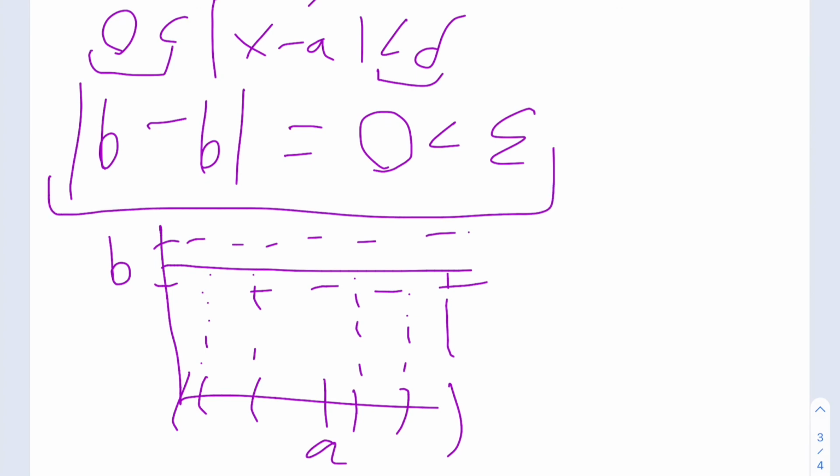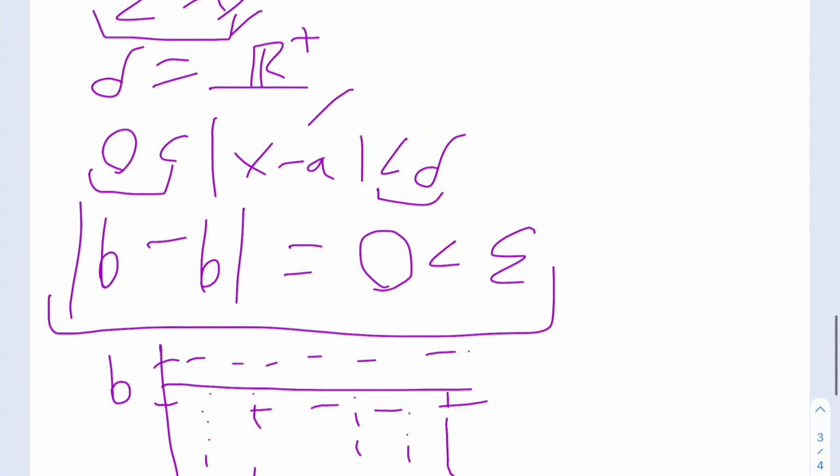But again, this is a very special case. Delta can be really anything. It doesn't need to even be considered. You can set it to any real number, like pi, 3, 100,000. It doesn't matter in this case.